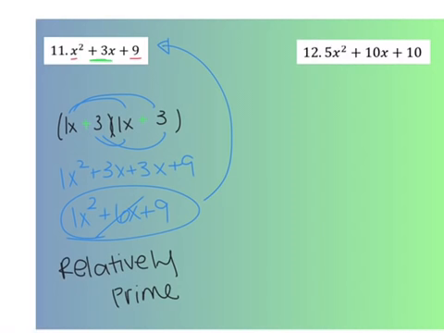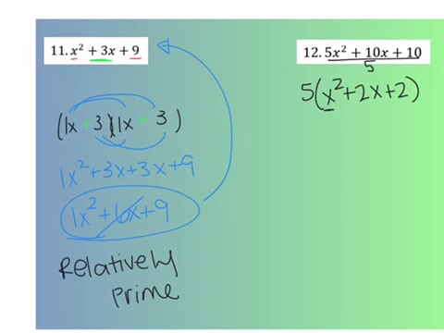So example number 12, we want to go through our steps. So first step is there a GCF? And there's a 5 in this situation. So I'm going to have 5 times x squared plus 2x plus 2. And now I want to check, is this a special case? Can I take the square root of the a and the c? I can take the square root of 1, but I can't take the square root of 2. So this is not going to be a special case factoring.